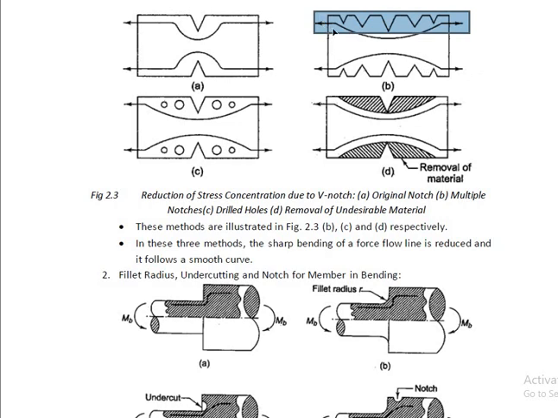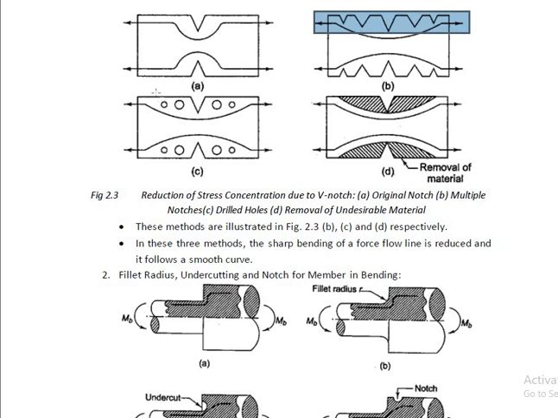If we provide the multiple notches, look at this force line. We can see the force line is evenly distributed. In this case the force line is suddenly curved. There is a possibility of the localization of stress at this point, but in this case the stress is evenly distributed among these notches. So there is less chance of stress concentration. That is, the intensity will get reduced. There is a stress concentration, but the intensity will get reduced due to this.